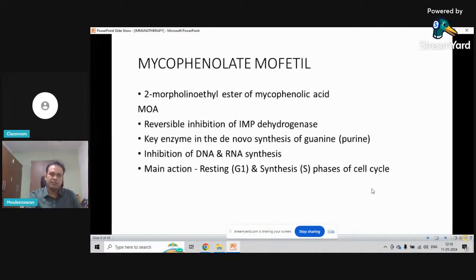Coming to the next drug, which is mycophenolate mofetil. It's the 2-morpholinoethyl ester of mycophenolic acid. It acts by reversibly inhibiting IMP dehydrogenase, which is the key enzyme in the synthesis of purine nucleotides, thereby resulting in inhibition of DNA and RNA synthesis. Thus, the cell cycle progress gets arrested, and formation of new immune cells becomes inhibited.